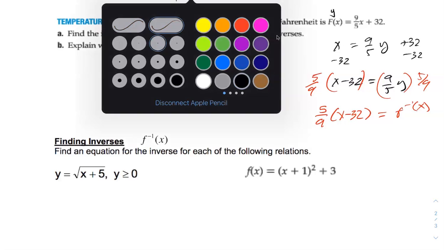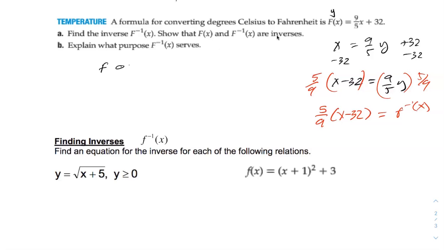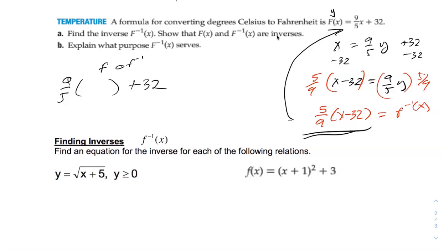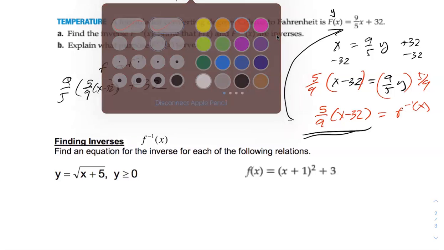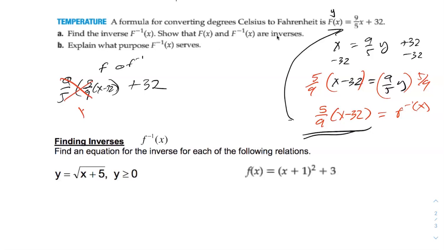To show it, you do f of f inverse, like plug one into the other. So I'm going to plug this into my original equation right there. So 9/5 times something plus 32. Let's plug our inverse in to see if it works. So I got 5/9 x minus 32. Well, look how nice this is. So 5/9 and 9/5 cancel out, you just get x minus 32 plus 32. Those cancel, you just get x. So they are inverses of each other.